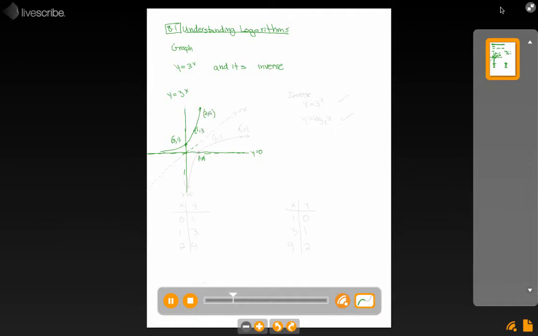You could put in however many points you wanted that would satisfy the equation. So for my purposes, those 3 points will be plenty. So 0, 1, 1, 3, and 2, 9. I'll put in my little table of values.